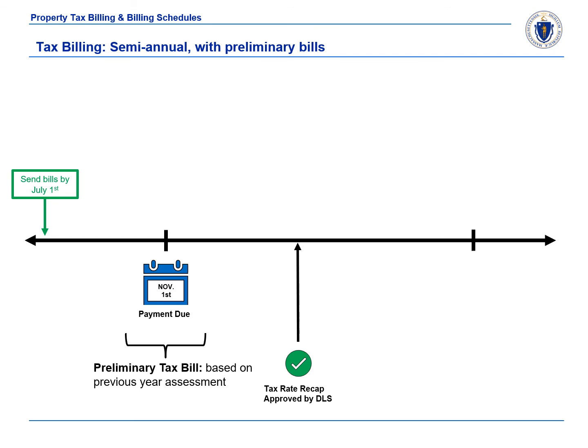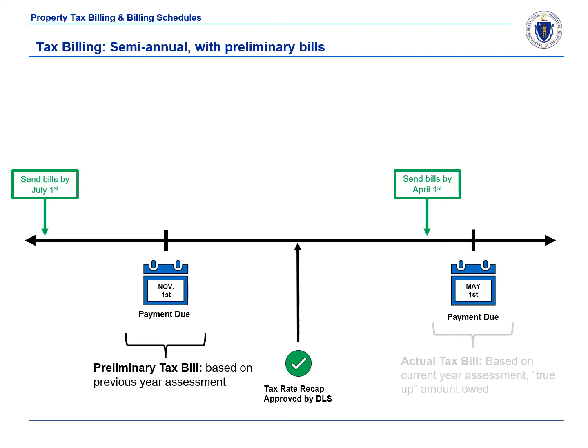Once the tax rate recap is approved by DLS, the tax rate is set, and the assessor can prepare the commitment based on current year tax data. The commitment should be prepared to allow time for the actual tax bill to be sent by April 1st, so that it may be collected by the May 1st due date. Remember, this bill will account for current year tax data, meaning it will likely be different than the prior preliminary bill.